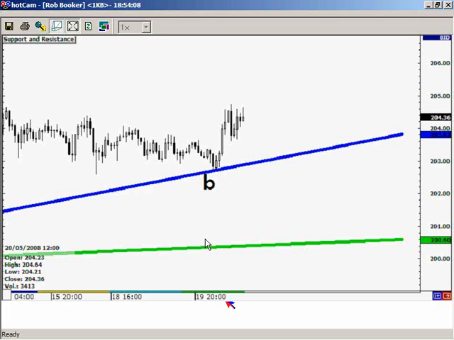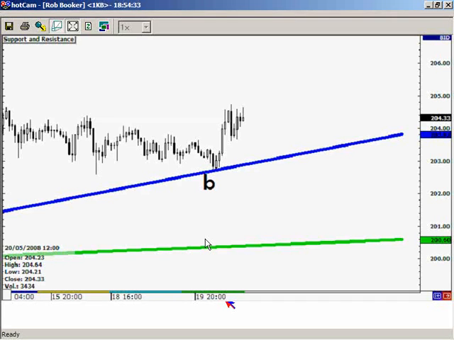How many bars below the line is it okay to consider it broken? I like one candle to close below the line. There's no magic number like three candles closing below, which means it's not a fake out. So if one candle closes below the line, you could sell one pip below that. Or if one candle rises above the line, you could buy one pip above that.